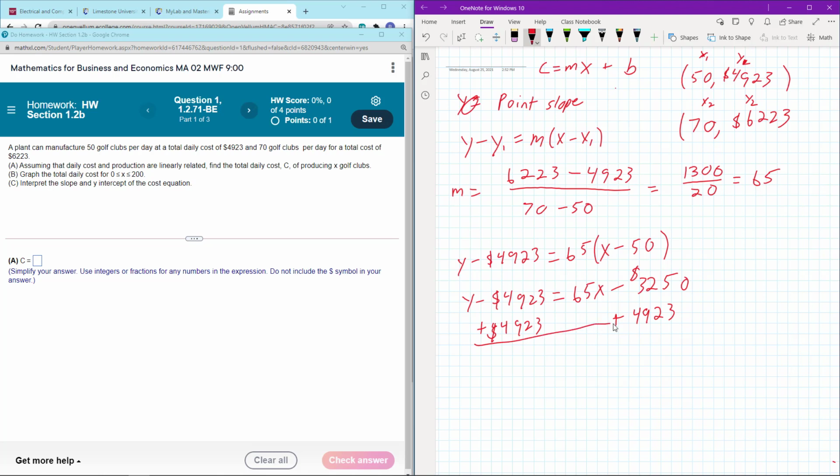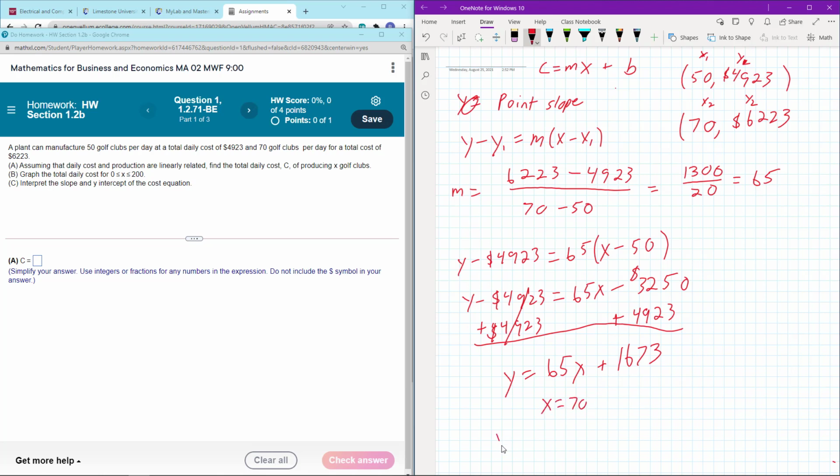Okay, when we do this addition vertically, these will cancel. We're going to be left with y is equal to 65x plus 1,673. Now, does this actually make sense? Well, remember, this should work when x is 50 and x is 70. So let's try this when x is 70. So let's let x equal 70.